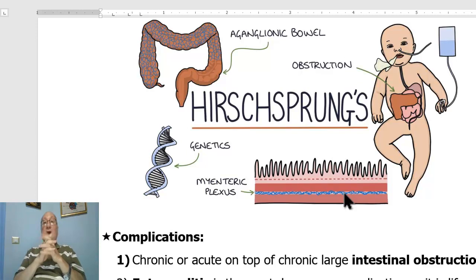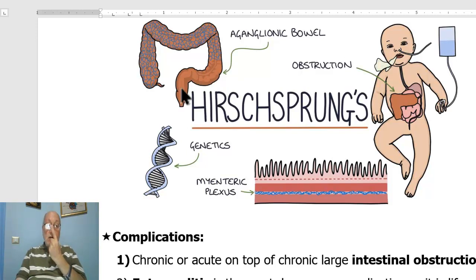And in Hirschsprung disease, there is an aganglionic bowel segment, absence of ganglion cells in the myenteric plexus. It usually starts at the anal canal and extends proximally for a variable distance. It may affect the rectum only, or much more commonly it extends to the sigmoid colon.